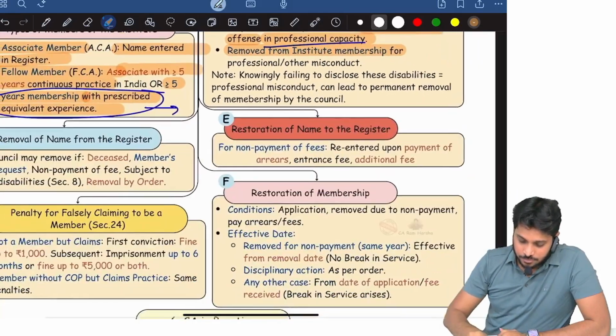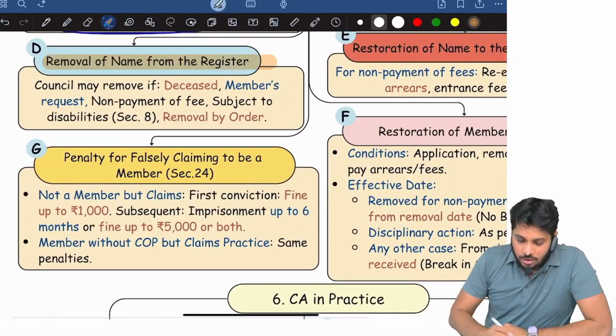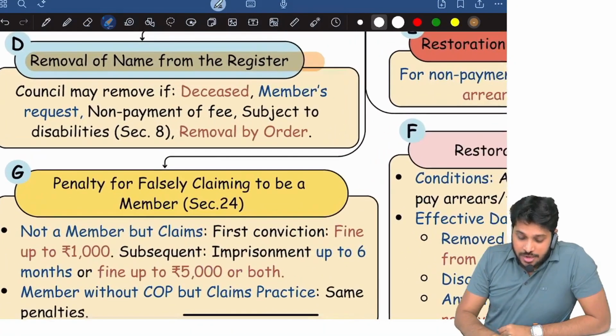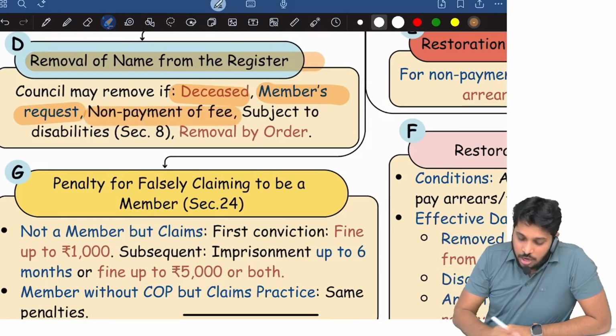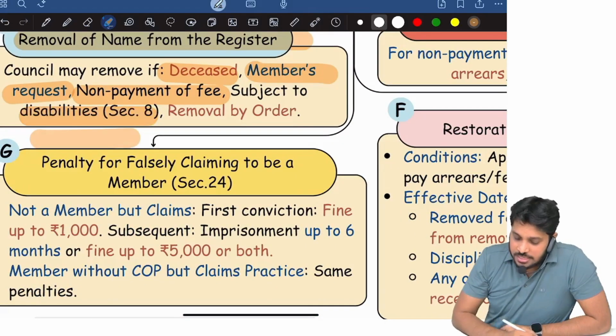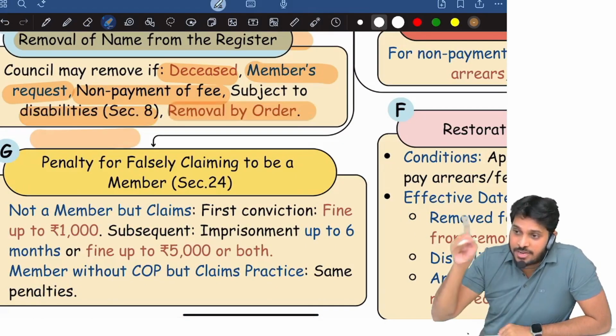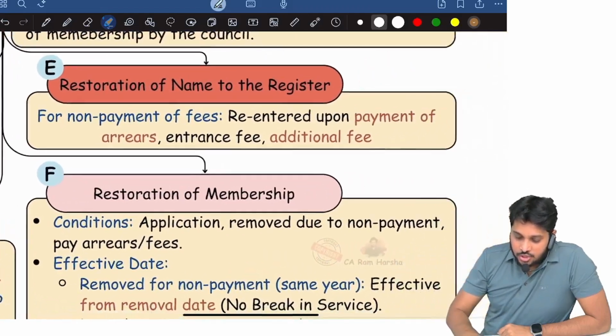Next, removal of name. Under what circumstances will your name be removed? If a member is dead, his name will be removed. Upon the member's own request to remove their name, or non-payment of fee, or subject to any other disability, or removal can be by the disciplinary committee or board of discipline, in that order. Next, restoration of name.